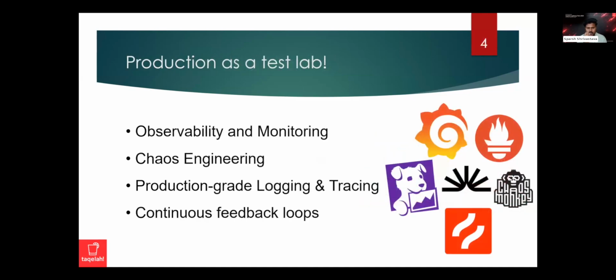Now, how can we achieve it? There are a few points: continuous monitoring, including some known failures, which is known as chaos engineering, and continuous logging and tracing, continuous feedback. So when we get that continuous feedback, when we get the monitoring logs, that's when we get to know what the actual user is using, what the actual user is doing.